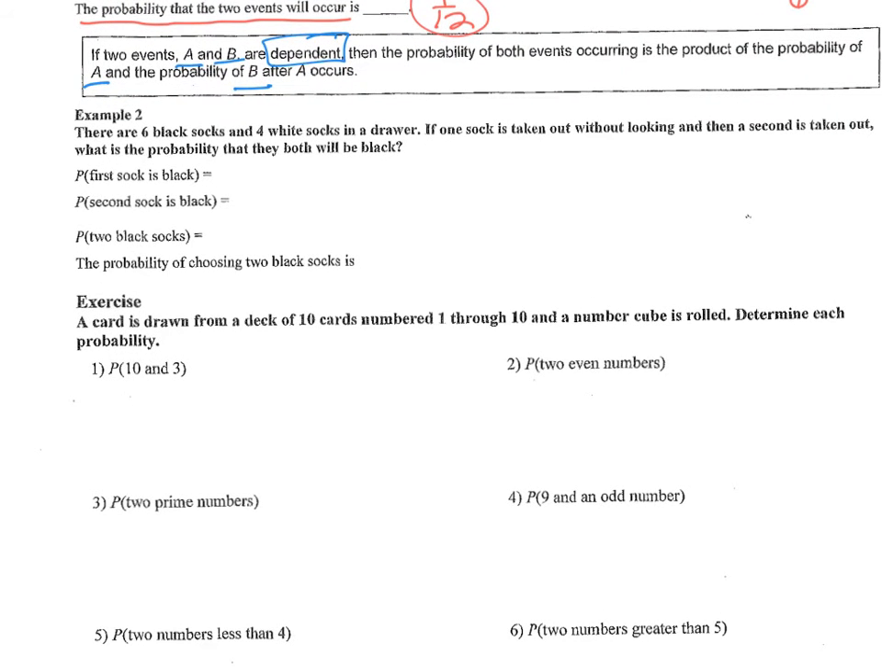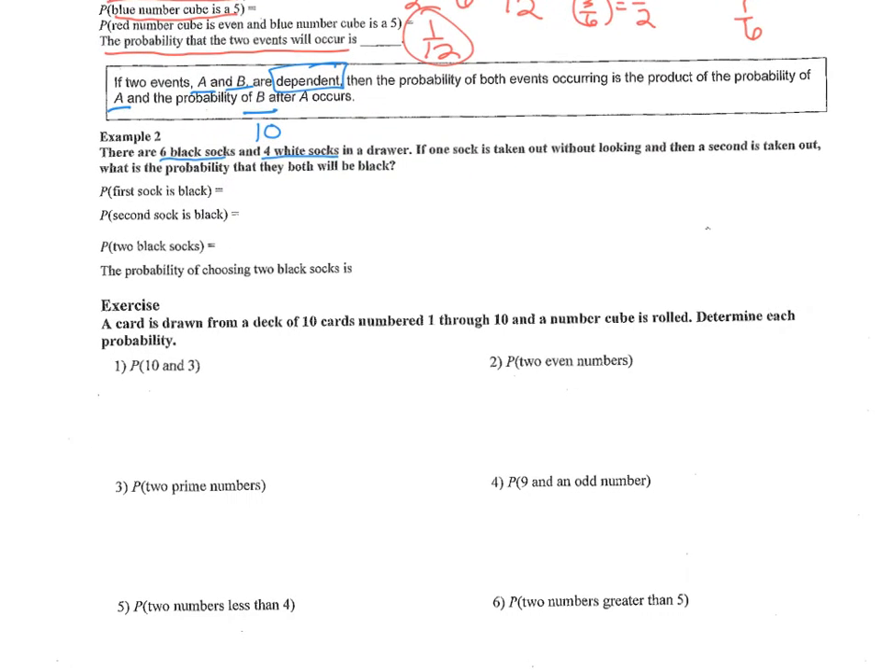Example 2. 6 black socks and 4 white socks are in a drawer. How many total do we have? 10. If one sock is taken out without looking and then a second is taken out, what is the probability that they both will be black?